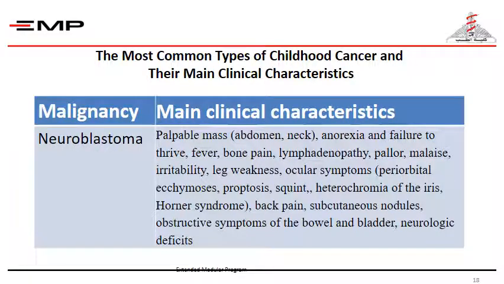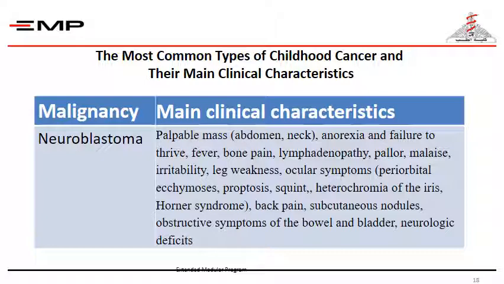Neuroblastoma is one of the embryonal tumors that presents usually with an abdominal mass, less commonly neck one, anorexia, failure to thrive, fever, bone pain, lymphadenopathy, pallor and malaise, leg weakness, ocular symptoms, back pain, subcutaneous nodules, obstructive symptoms of the bowel or bladder, and neurological deficits.